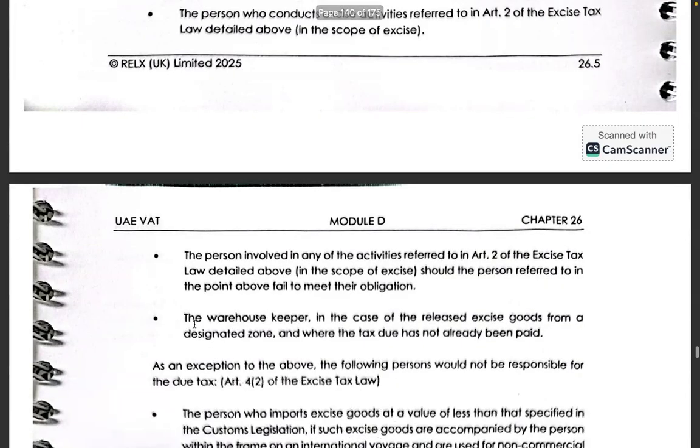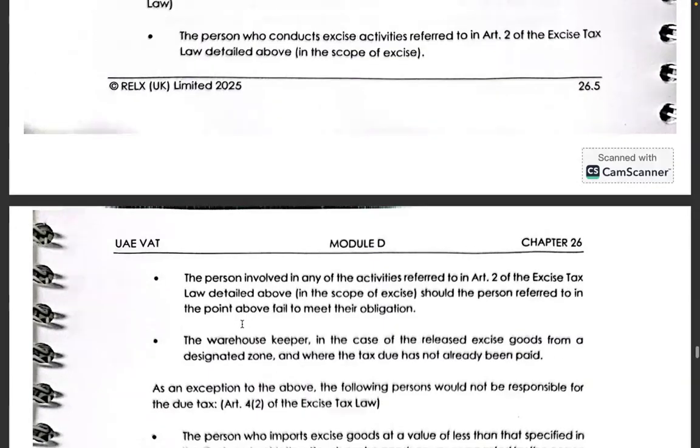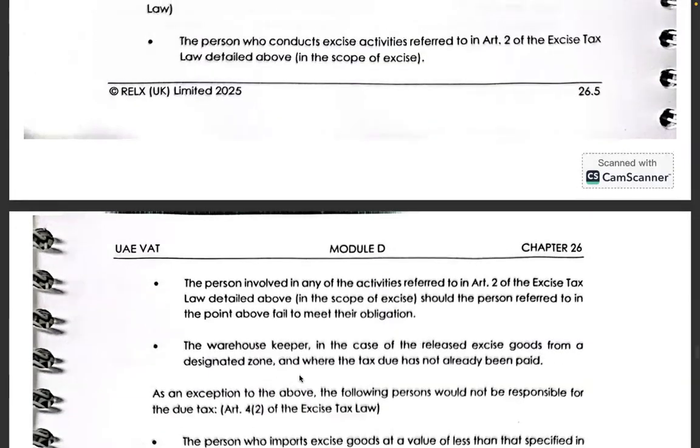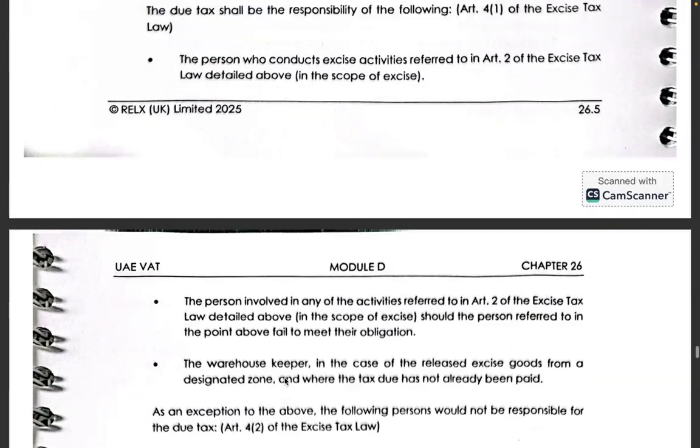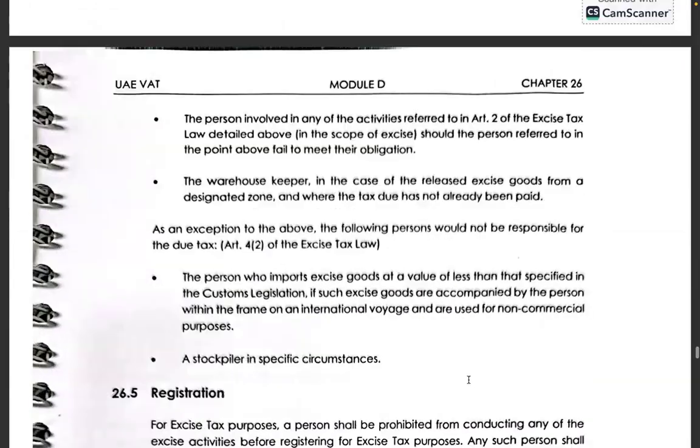The third situation: the warehouse keeper, in the case of excise goods released from a designated zone where the tax due has not already been paid. So that's the responsibility of the warehouse keeper. In case some goods were released from a designated zone, this will be seen as a supply, and the warehouse keeper will be responsible to pay the excise tax on the goods so released, where the tax due has not already been paid.